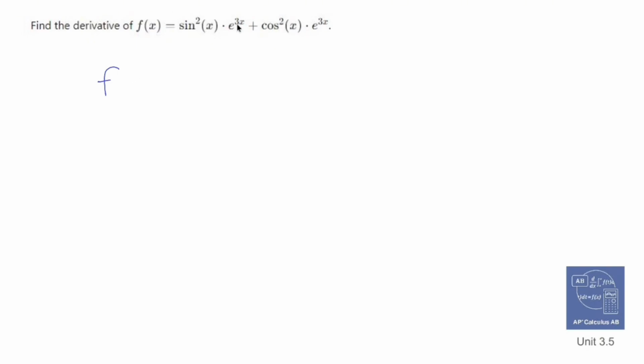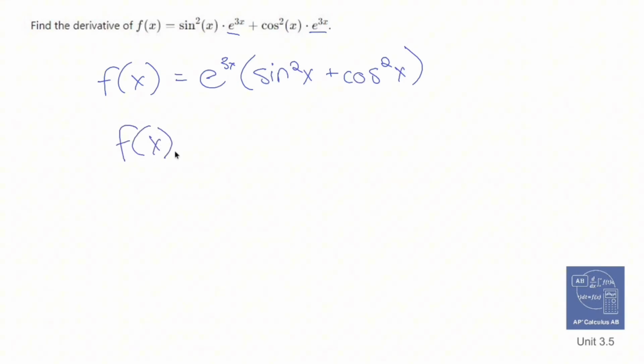That's ringing a bell. Another bell that's being rung is the fact that I have e to the 3x in common in both. So why don't I bring out e to the 3x by factoring it out and see that I'm left with sine squared x plus cos squared x and realize, oh, that's a Pythagorean identity. Sine squared x plus cos squared x is just 1. So f of x is e to the 3x.